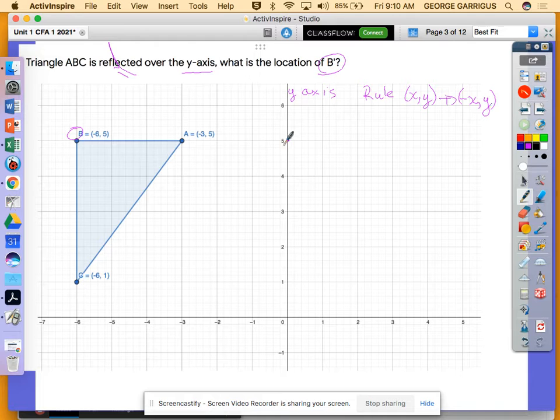In other words, you know that this is the line of reflection, so B is 6 units to the line of reflection, so it needs to be 6 units on the other side: 1, 2, 3, 4, 5, 6 units. It's over here. That would be your B prime.